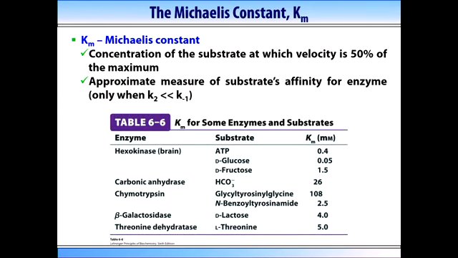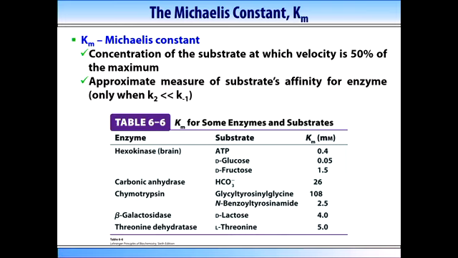Here are just some examples of what the values are. Here are some enzymes like hexokinase, and the substrate. Of course, we know that hexokinase has at least two substrates, ATP and glucose. Let's not talk about fructose now. We can see that for each of the substrates there is a separate Michaelis constant. It would be 0.4 for ATP and 0.05 for glucose.